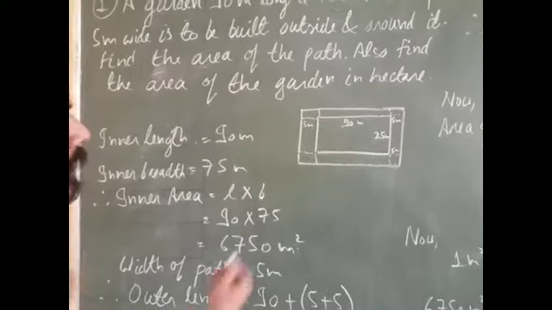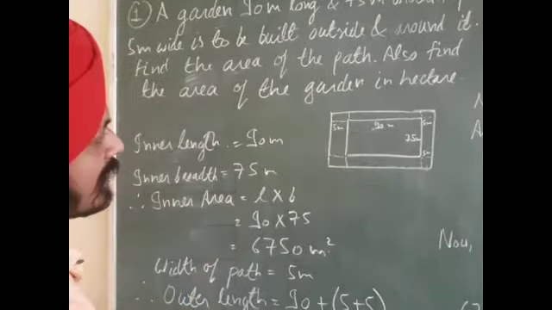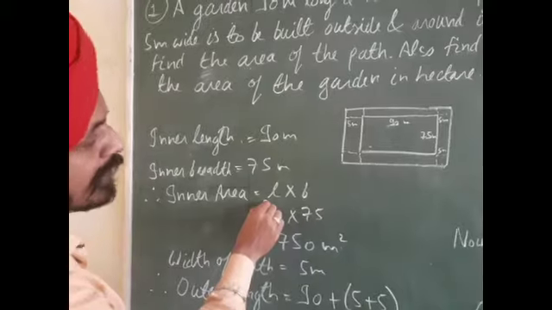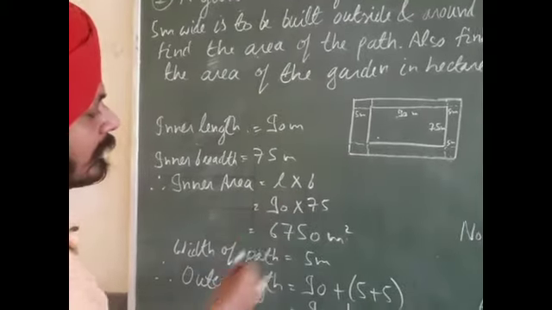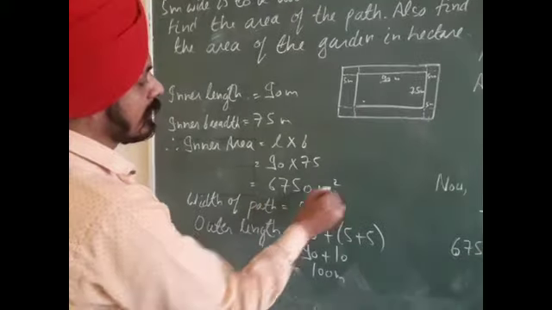You have to find the area of the path. So how will you find it? First you will see the inner length is given as 90 meter, and the inner breadth is 75 meter. You will find the inner area. The inner area is a rectangle, so length into breadth. So 90 into 75, you will get 6750 meter square.